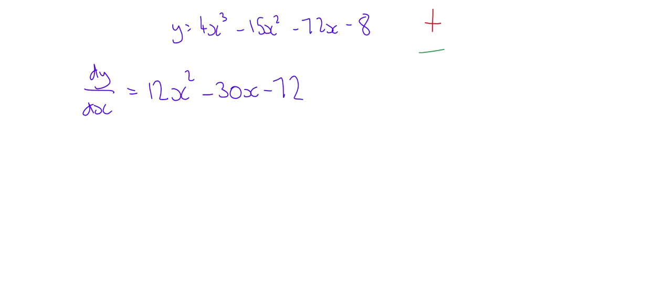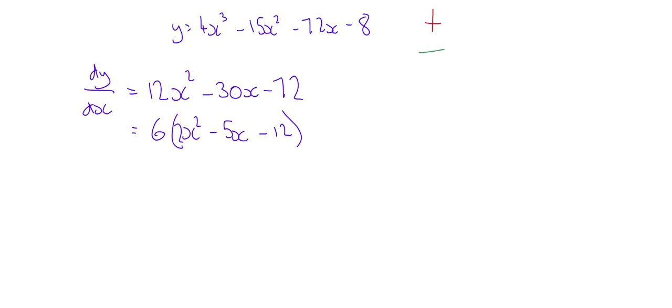What I'm going to do first is take out a common factor. What can they be divided by? 6. Okay, let's take out 6. So I get x squared minus 5x minus 12. Sorry, I need a 2 in the front, don't I? 2x squared minus 5x minus 12.